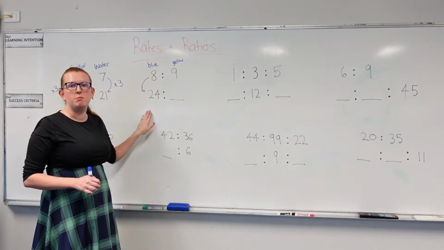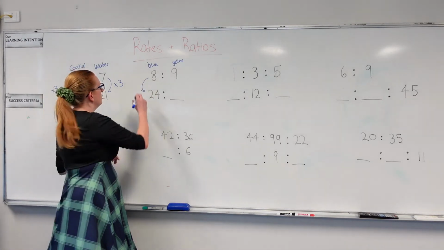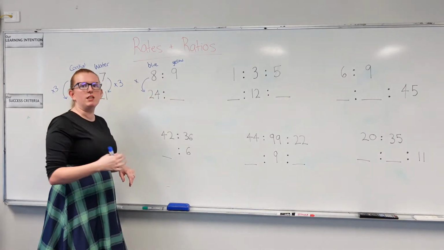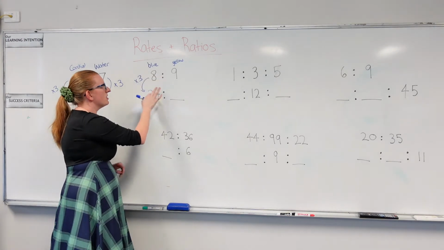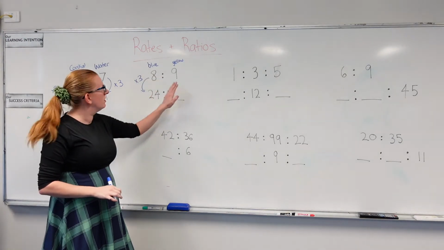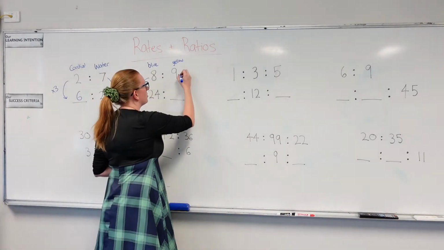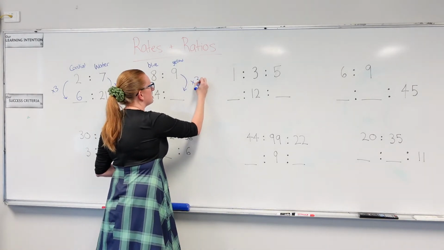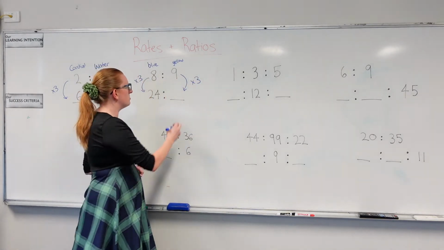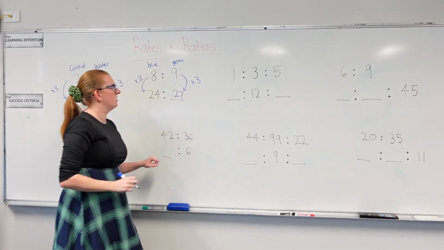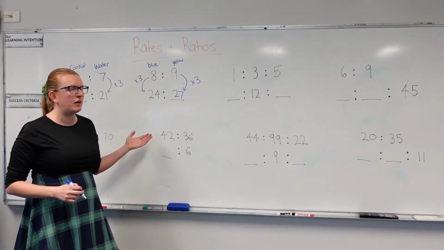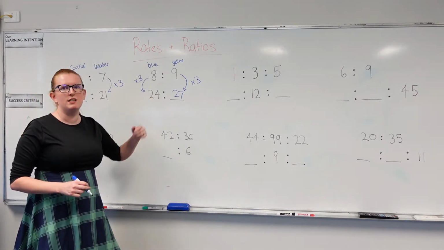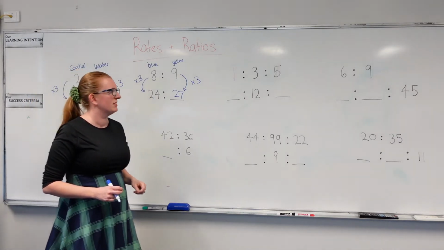So because my numbers are getting bigger, I'm going to be multiplying. So 8 times something gives you 24, 8 times 3. So if this side has been multiplied by 3, this side is going to be multiplied by 3. So times that side by 3. So 9 times 3 gives me 27. So if this was a real life example and I for some reason had 24 litres of blue paint, I'd need 27 litres of yellow.